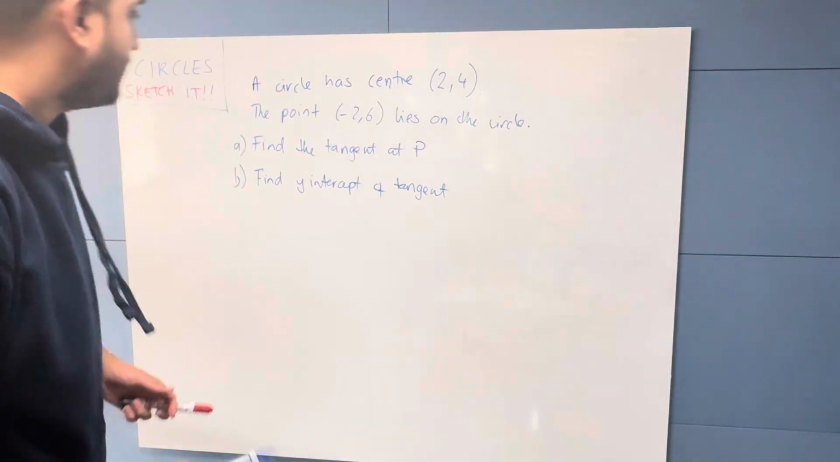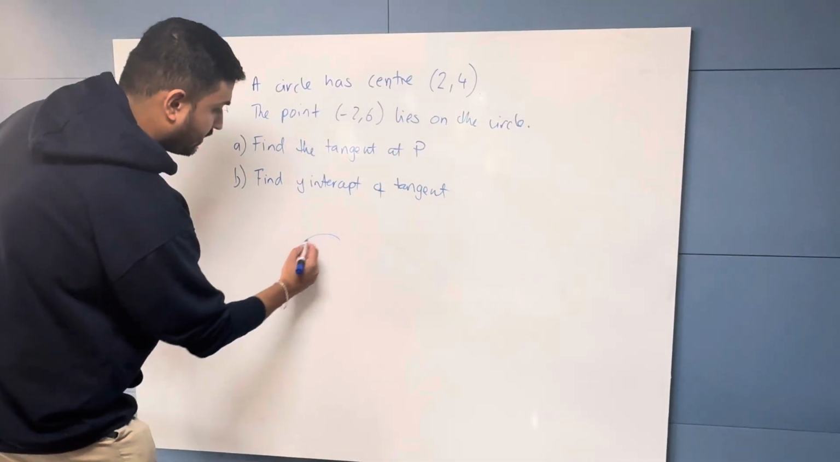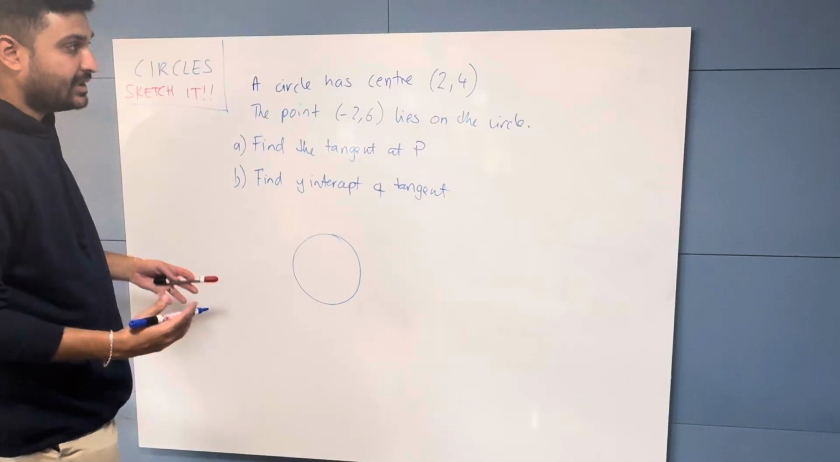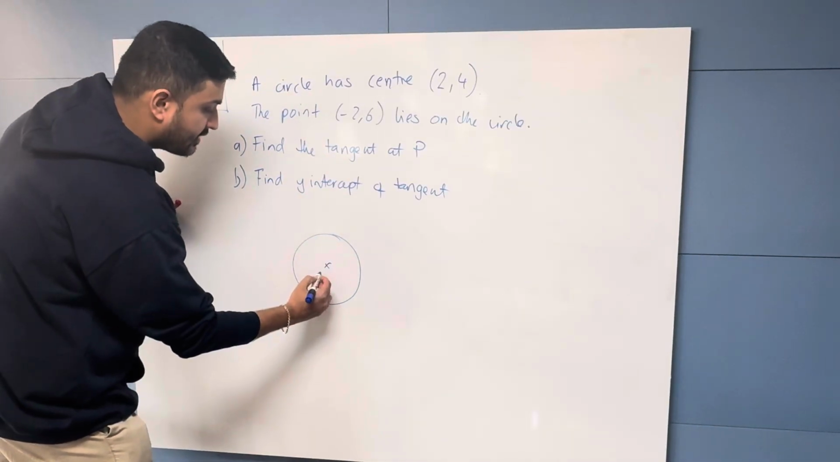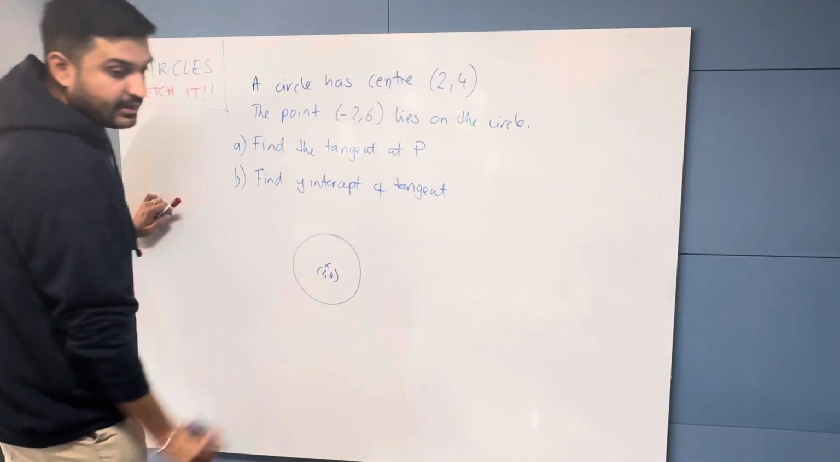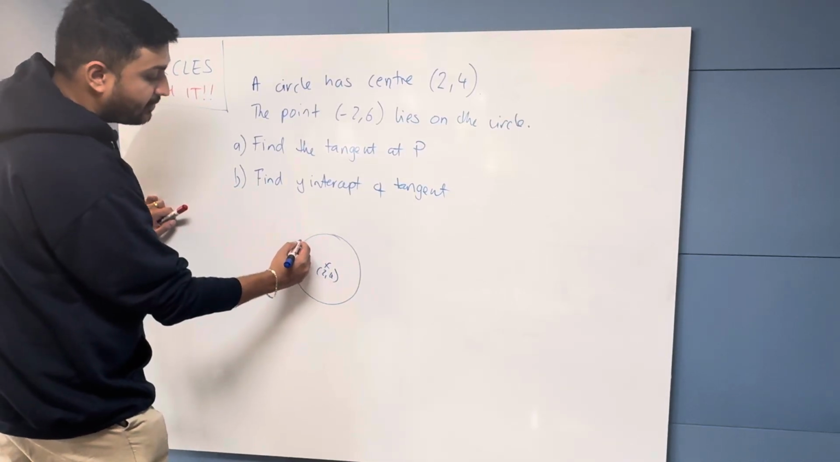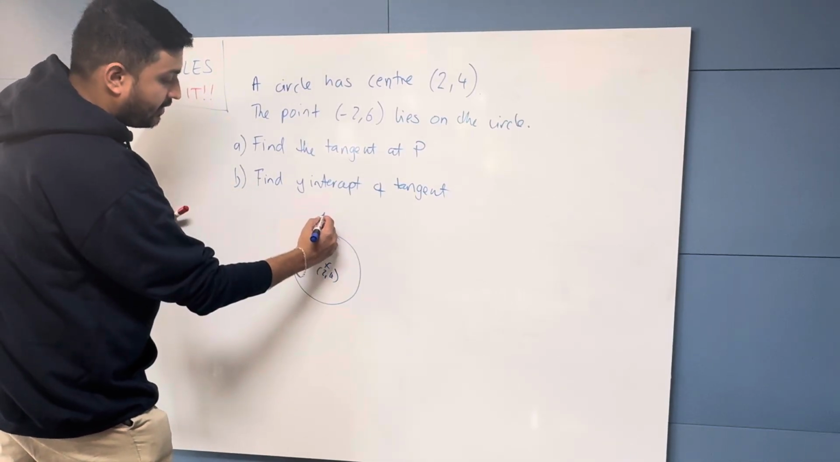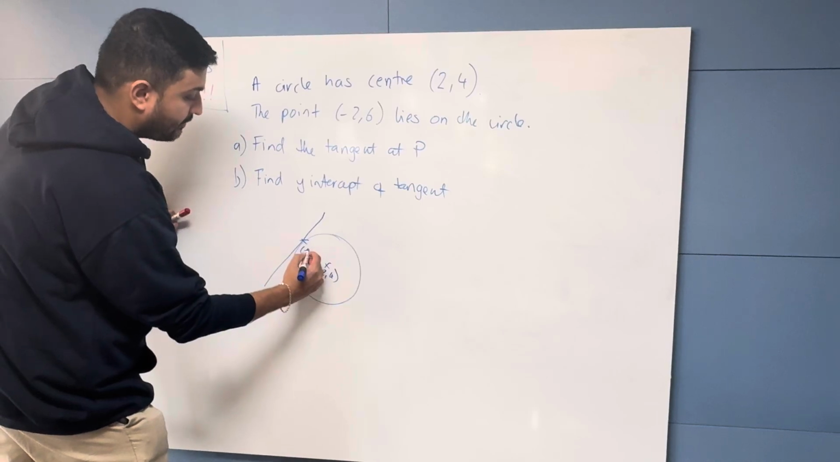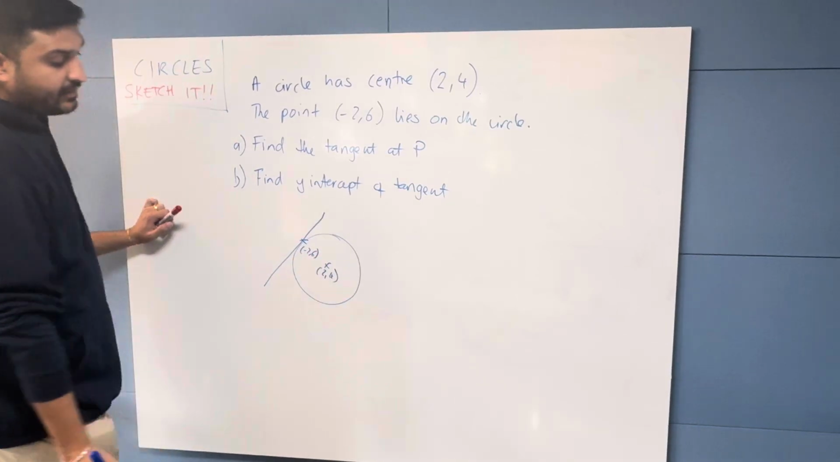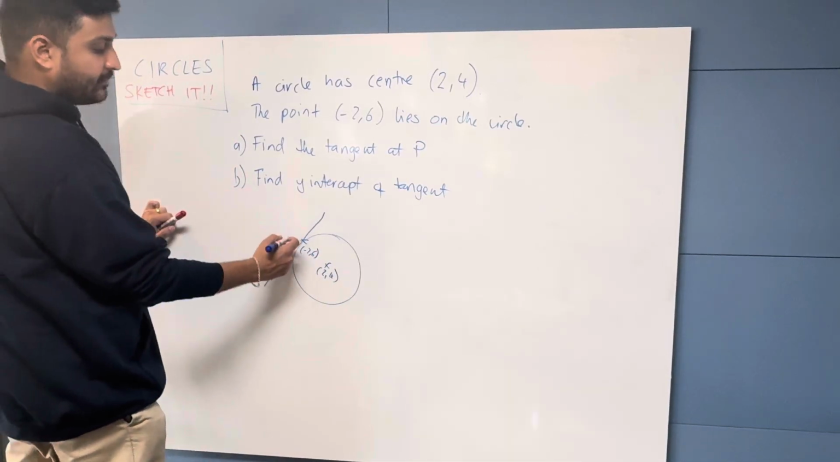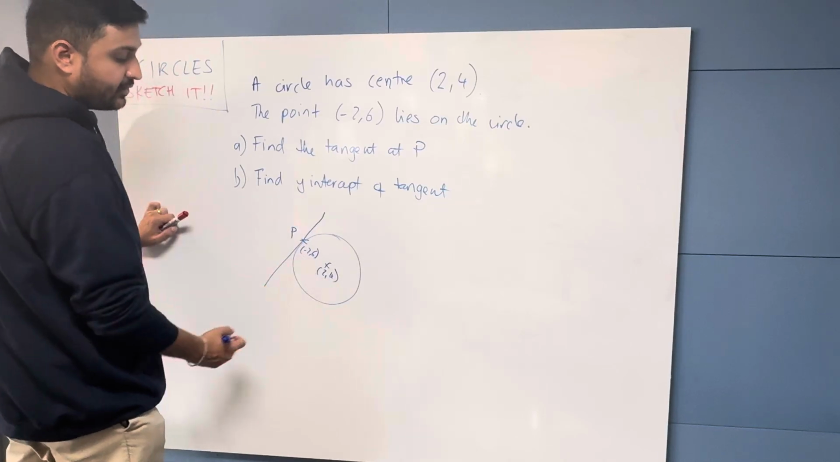So what I'm going to do, I'm just going to draw a simple circle. It doesn't even need to be massively to scale, okay? All I know is that (2, 4) is there. Now, (-2, 6) will be up above here somewhere. So I can visualise what's going on here, (-2, 6). Now, I've got this point, let's call it P. I've got the centre, let's call that C.